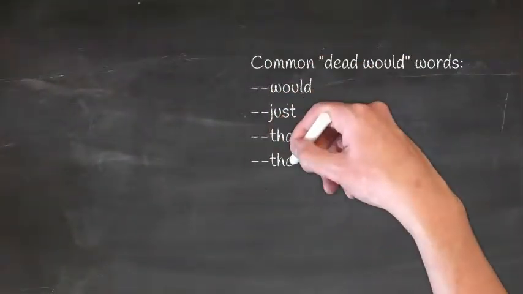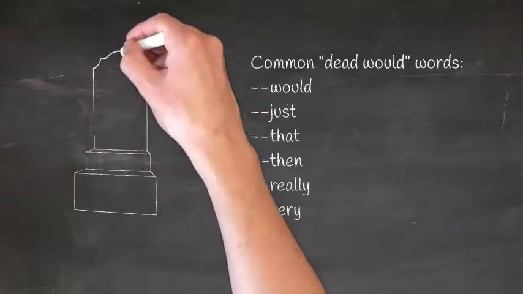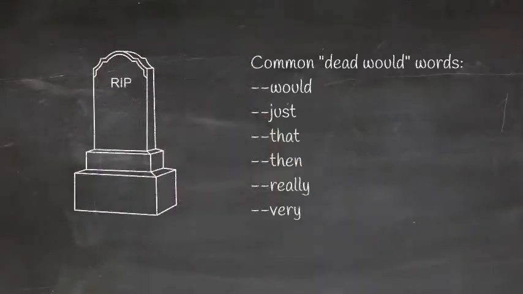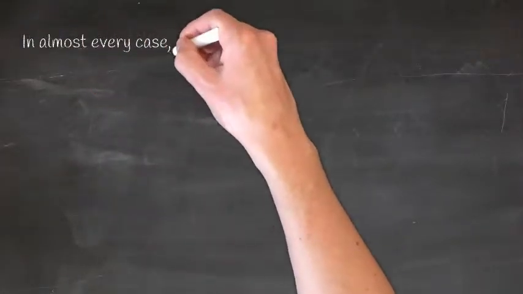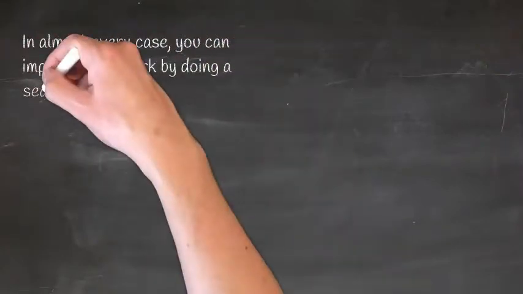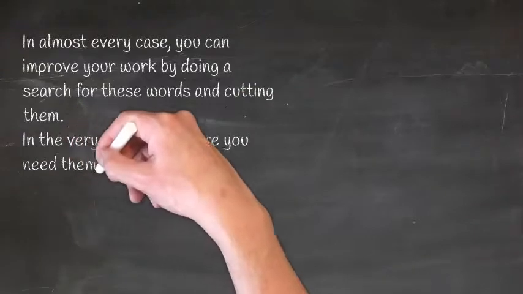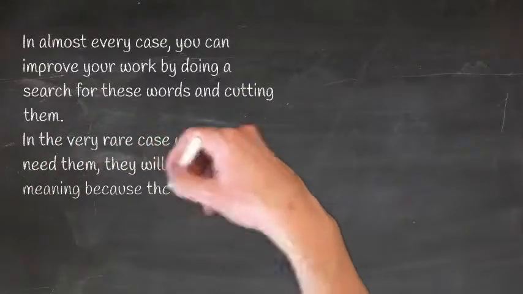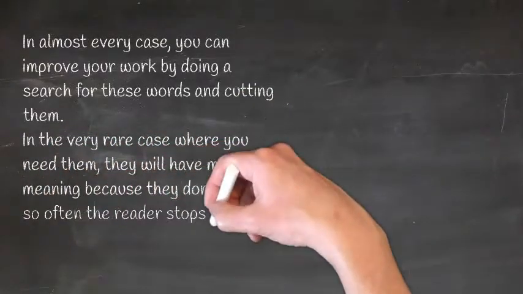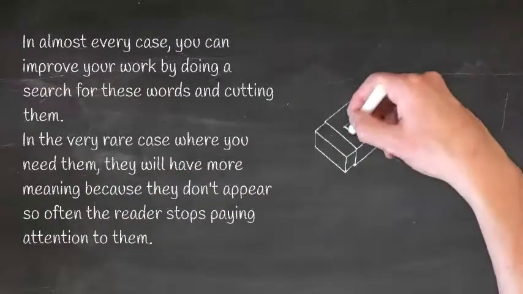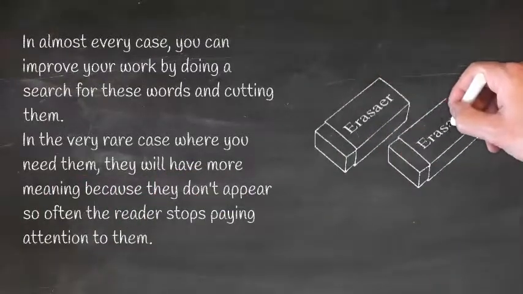Common dead wood words are would, just, that, then, really, very. In almost every case, you can improve your work by doing a search for these words and cutting them. In the very rare case when you need them, they will have more meaning because they don't appear so often the reader stops paying attention to them.